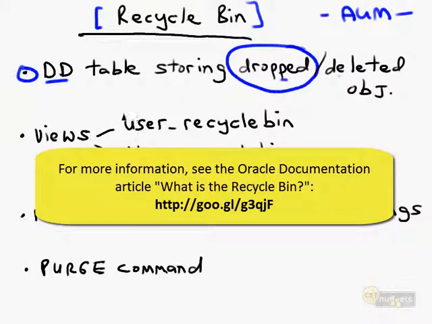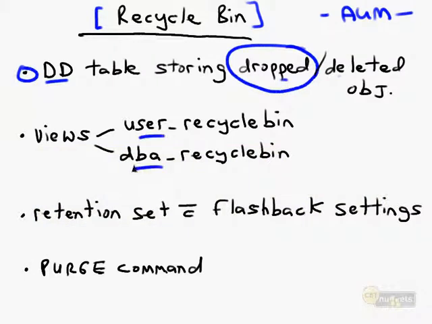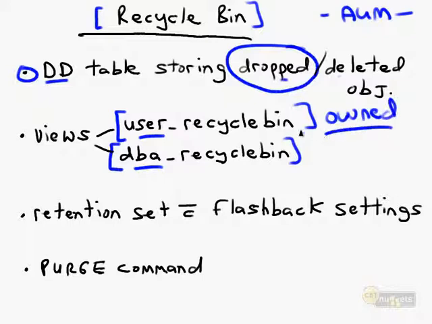Now, from an SQL command prompt, we can access the recycle bin using our standard data dictionary view prefixes. As long as the user has the ability to flash back objects, they can query the USER_RECYCLEBIN. The DBA can query DBA_RECYCLEBIN, and the difference between the two, obviously, is that USER_RECYCLEBIN shows only objects that have been deleted by a user and are owned by that user, whereas the DBA has server-wide scope and can see deleted objects from any user of that database, period.